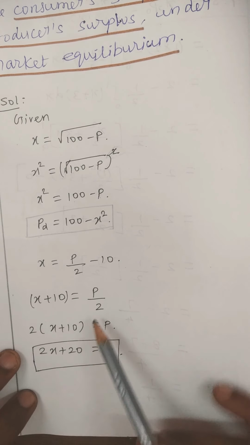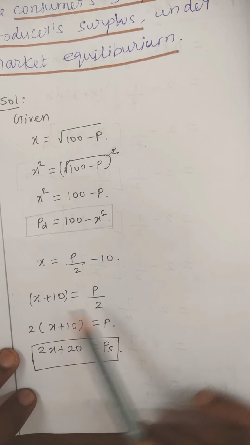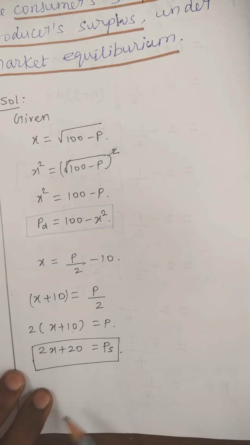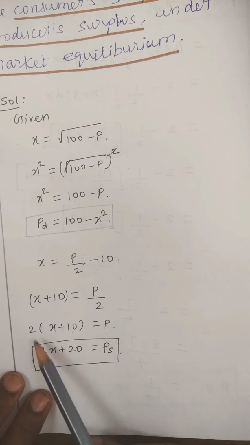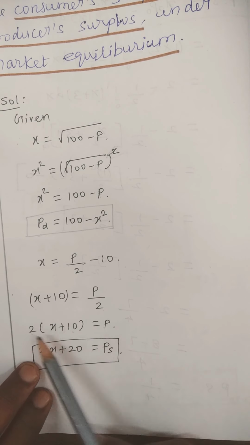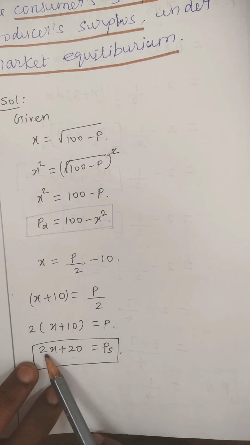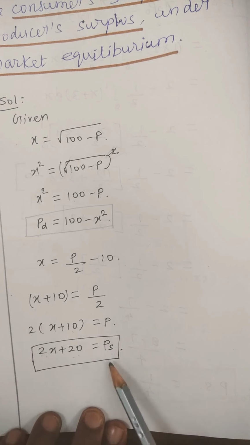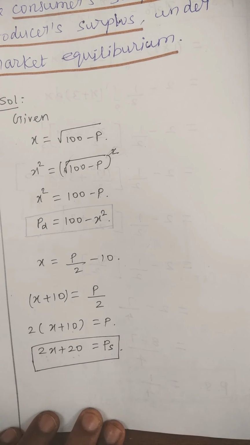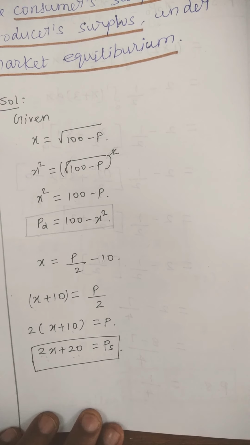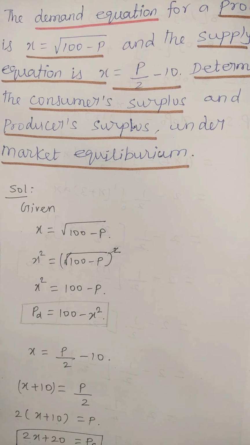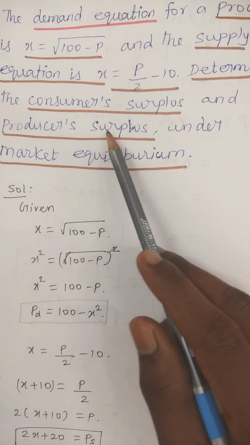So p by 2, the 2 is a divide, and it will transpose to the left hand side as multiply: 2 into x plus 10 equal to p. So bracket, consider multiply: 2 into x is 2x, plus 2 into 10 is 20. So 2x plus 20 equal to PS. PS means the supply function, so PS equal to 2x plus 20. Now we found the demand function and supply function. After that, we find the consumer surplus and producer surplus also.